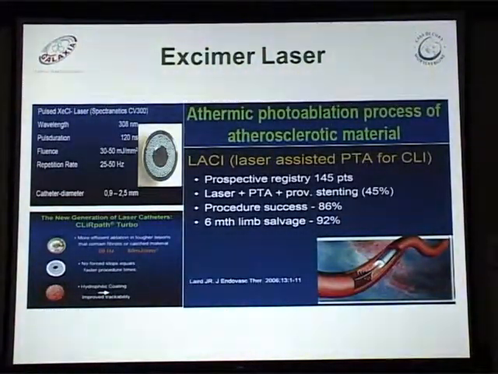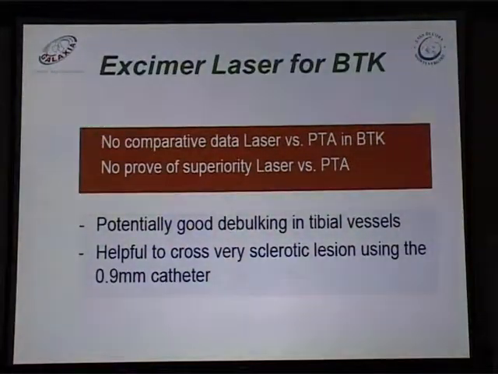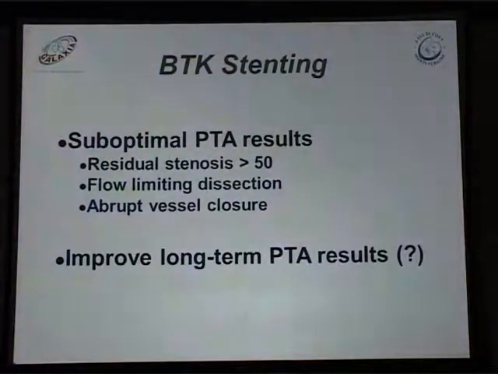The excimer laser is a very good debulking device, potentially good in tibial vessels, helpful to cross very sclerotic and calcific lesions using the 0.9 millimeter catheter. It's important to know that laser is used as well in thrombotic lesions, because it practically ruptures intermolecular connections and sometimes vaporizes thrombus formation, and of course is used as well as a debulking device. So it has two mechanisms in this case.